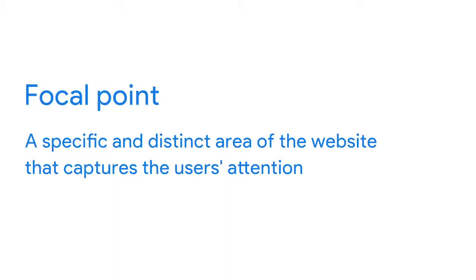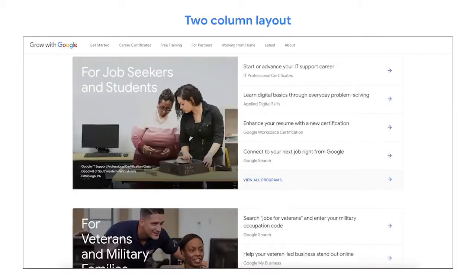If the multi-column layout has 2 columns, there's usually a clear focal point. A focal point is a specific and distinct area of the website that captures users' attention. In this example, the Grow with Google website uses images as focal points. Content that supports the focal point takes up anywhere between 25 to 45% of the page. Here, the supporting content is the text to the right of each image. If the multi-column layout has many columns, designers use visual weight to create a good user experience.